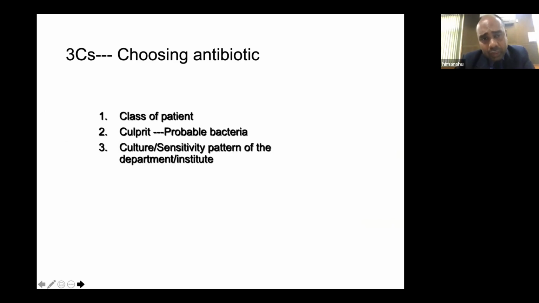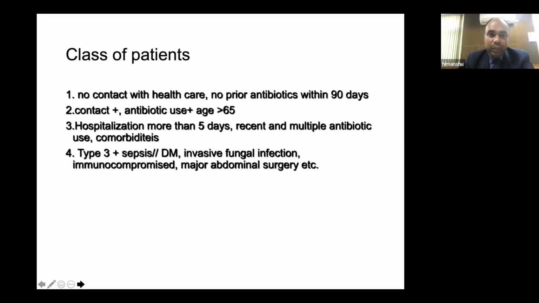So choosing an antibiotic includes the class of patient, the culprit, and the culture sensitivity pattern of the department and institute. The class of patient includes: no contact with healthcare, no prior antibiotics within 90 days, contact with healthcare where antibiotic use is there, or age greater than 65 years, hospitalization for more than 5 days, and recent use of multiple antibiotics. There are certain groups of antibiotics which have to be kept in mind. And then, of course, there's a possibility of severe sepsis, invasive fungal infections, immunocompromise, and in rare, specialized cases like pregnancy and renal transplant patients, which you will be seeing very much in your setup.